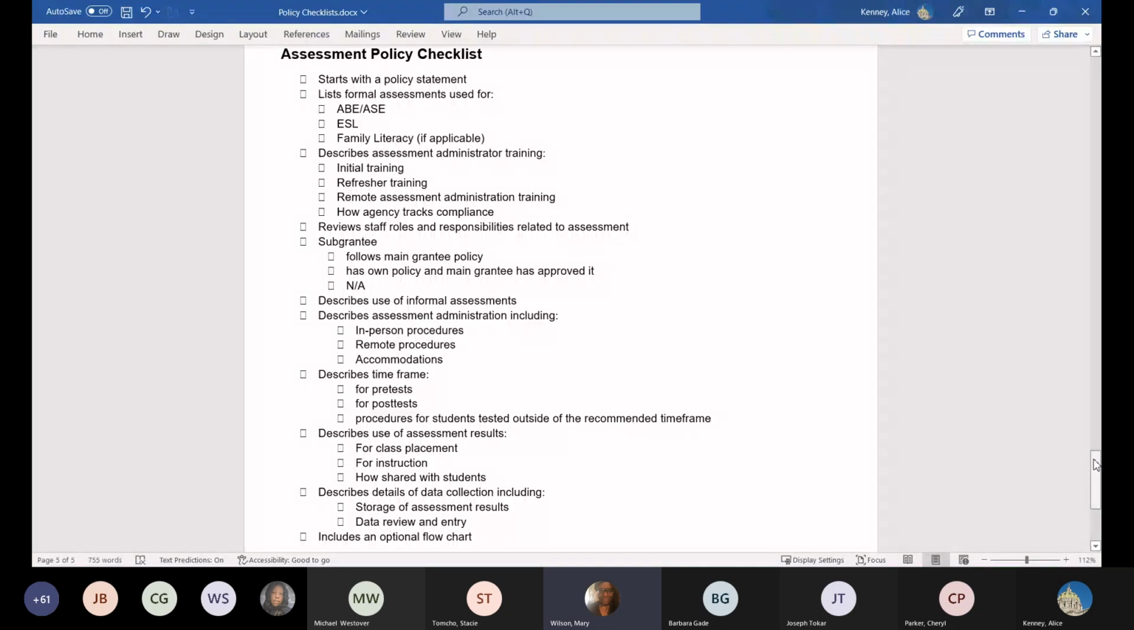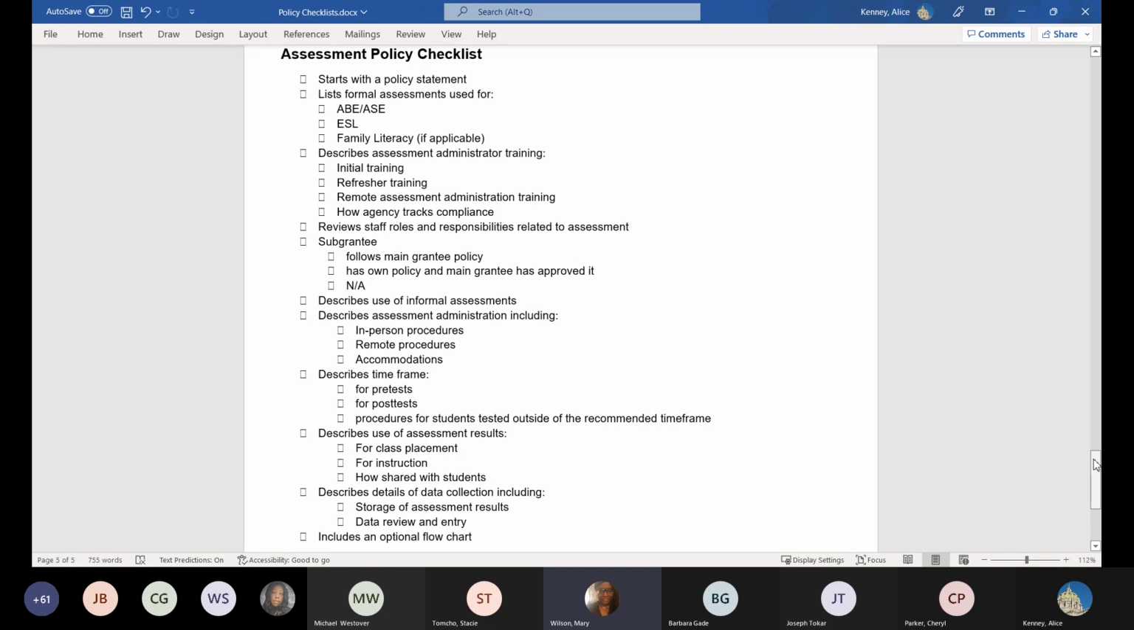Moving on to the next item, describe assessment administration, which includes in-person procedures, remote procedures, as well as accommodations. So you want to ensure that you have a complete and concise description of how the administration of these different types of assessments is done. Again, only qualified, trained staff should be proctoring these particular assessments, and you should ensure that you are following accommodations per the publisher's suggested accommodations.